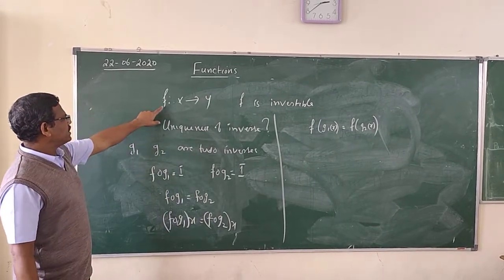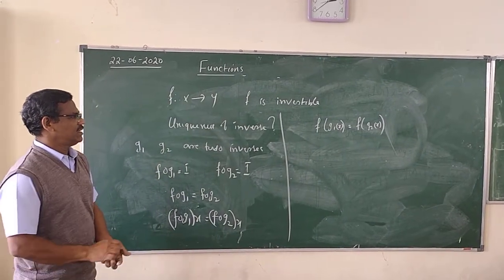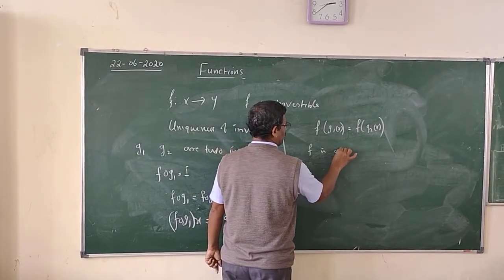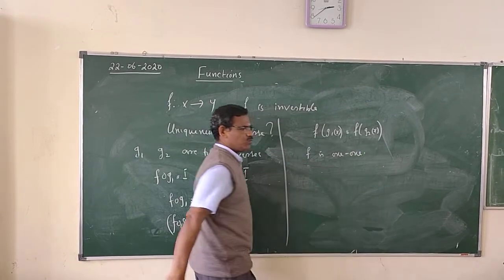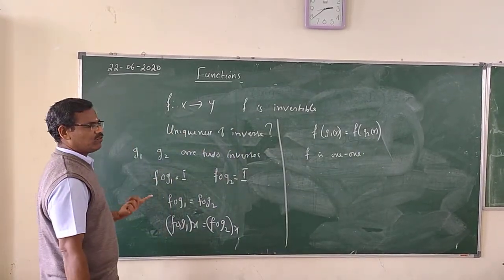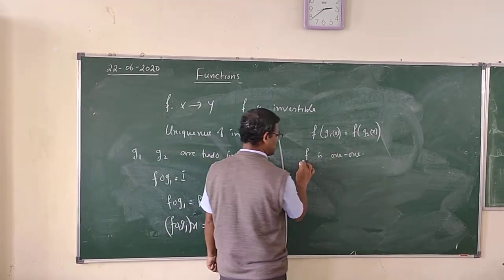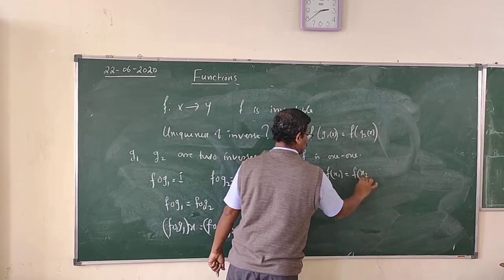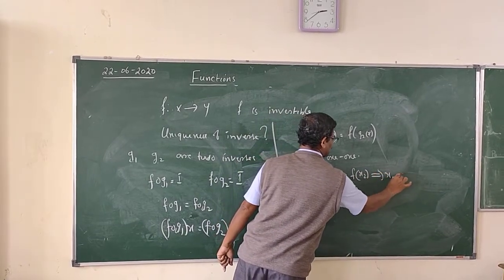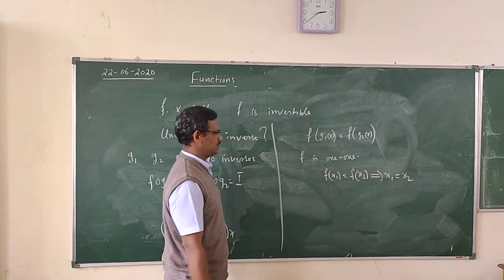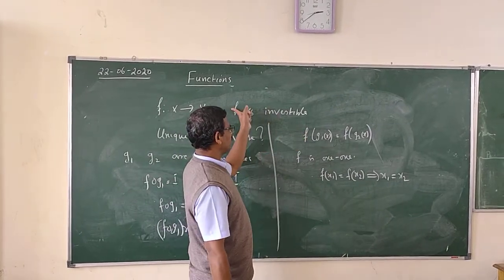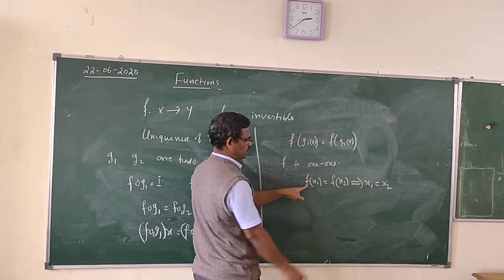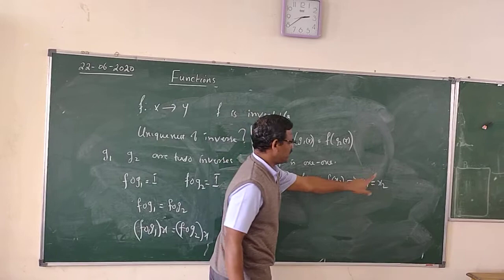We started with the case that F is an invertible function, and we know that every invertible function is one-to-one. What is the meaning of a one-to-one function? If F(x1) is equal to F(x2), it implies that x1 is equal to x2. Since F is invertible, F is one-to-one, and the definition implies that F(x1) equals F(x2) gives x1 equals x2.